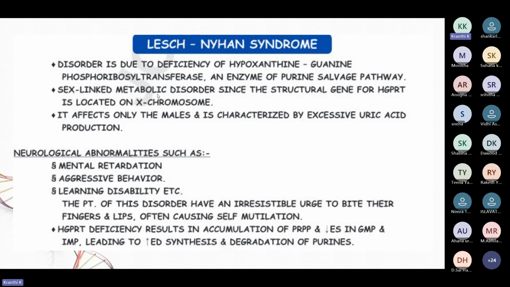This is a sex-linked metabolic disorder. Usually it happens only in the male, as this is a recessive one. It affects only the male and is characterized by excessive uric acid production. What happens in this syndrome? Mental retardation, aggressive behavior, learning disability. The patients with this disorder have an irresistible urge to bite their fingers and lips, often causing self-mutilation. I think they may ask a case study also on this.